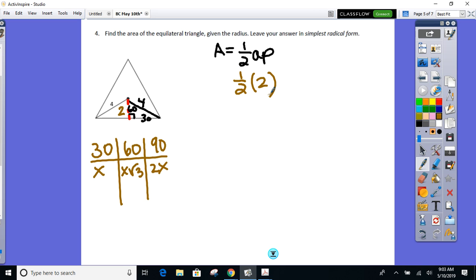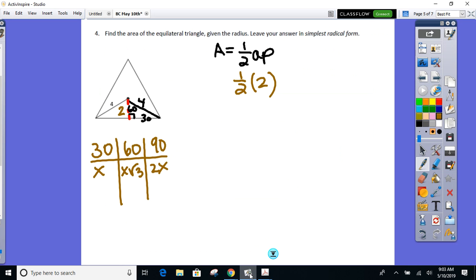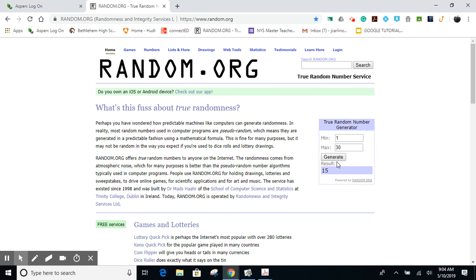Let's keep going. What's across from the 60 then? 1. Great job. What's across from the 60? 2 radical 3. But hey, is that the full side length? No. What's the apothem do? Bisects it, so I have another 2 radical 3 over here. What's the length of one side of this triangle?